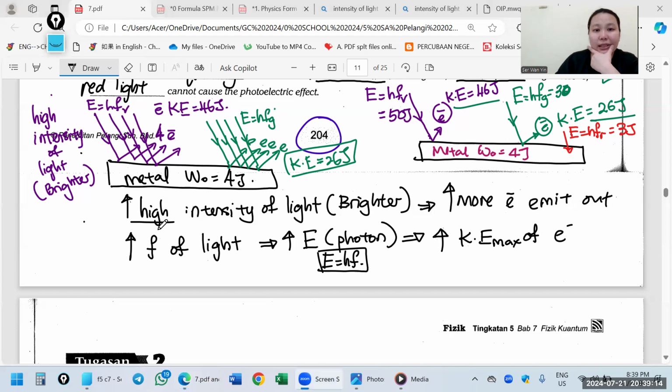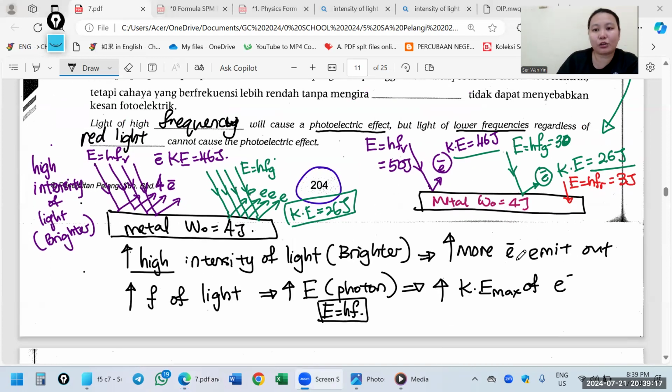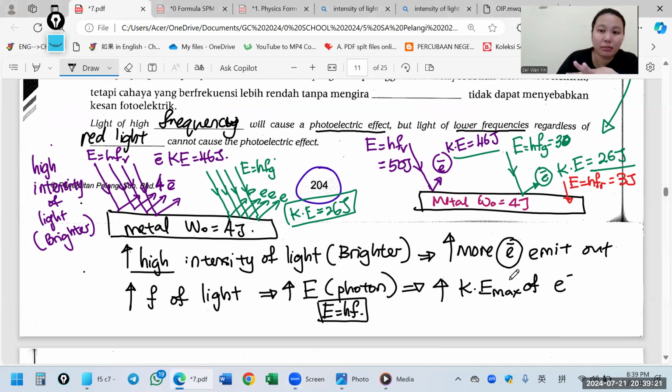Yeah, intensity affects the number of electrons emitted out, but does not affect kinetic energy.